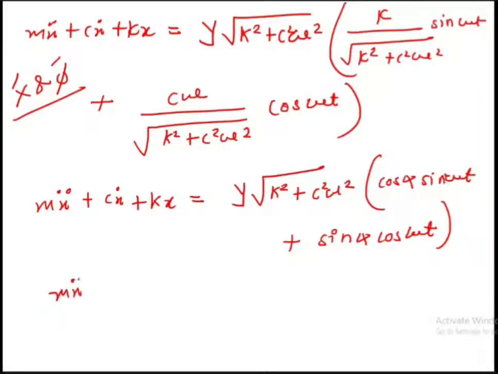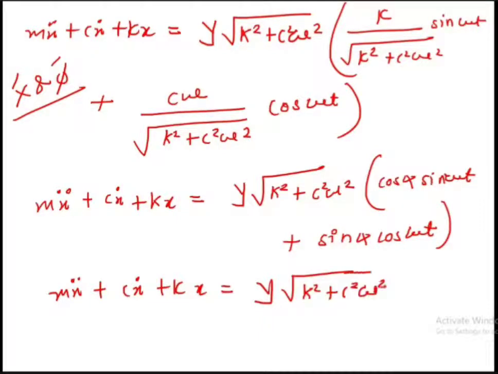For this particular condition, I am getting c x dot plus k x is equal to this. I am getting y times the square root of k square plus c square omega square, and this I can write as cos alpha into sin omega t plus sin alpha into cos omega t. I can write it as sin of omega t plus alpha. Let me call this equation number 1, the basic equation which I have got here.